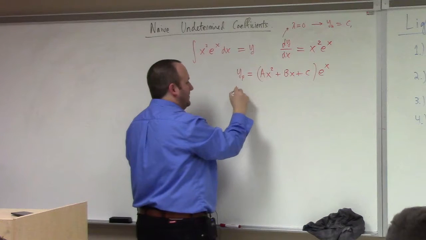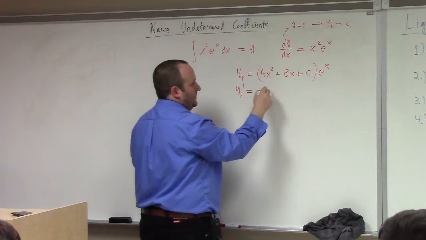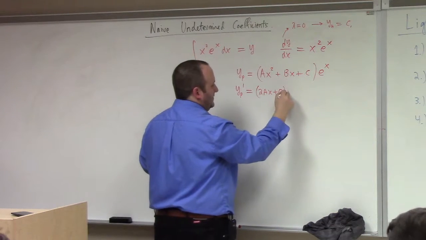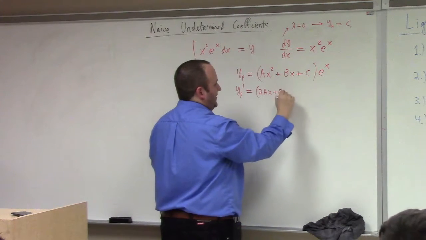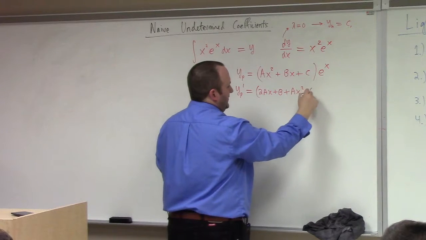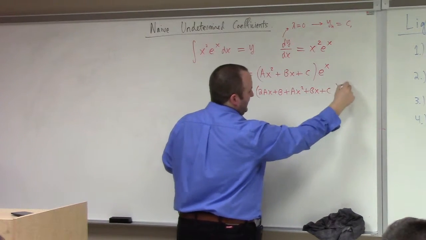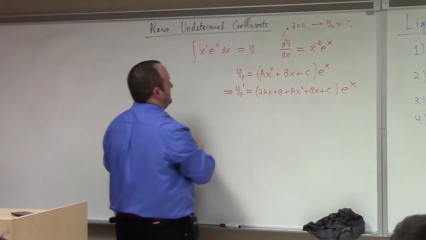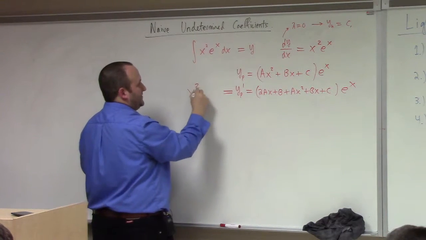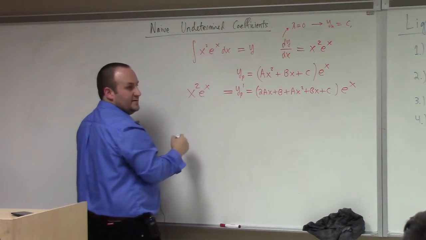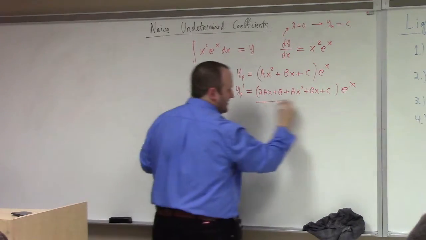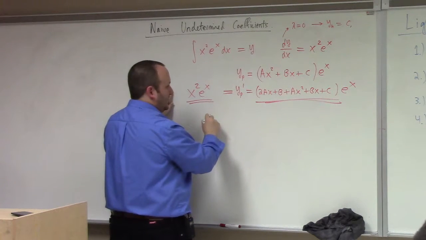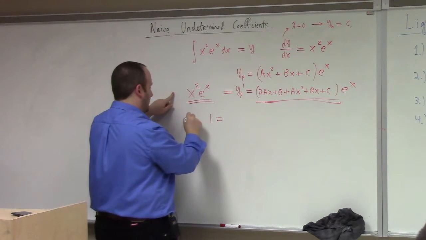But what's yp prime? We got ourselves 2ax plus b, plus ax squared plus bx plus c times e to the x. And that has to be equal to what? x squared e to the x, right? So you look at this, you look at that, equate coefficients. So like, let's see here, 1 x squared e to the x. What's that give me?